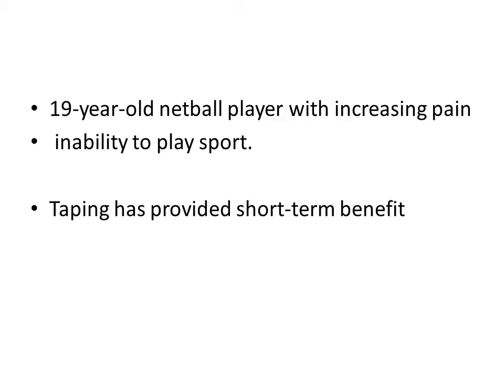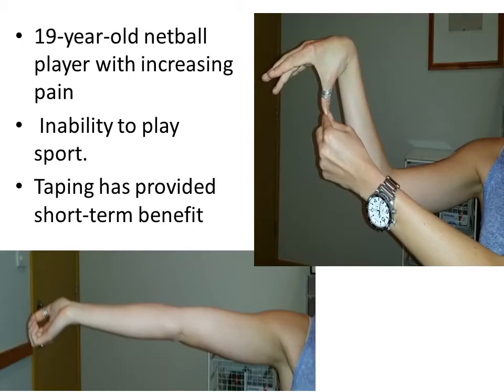An example of multidirectional instability is a 19-year-old netball player I recently saw in the rooms with increasing pain and the inability to continue playing her sport. Taping of her shoulder joint has provided good short-term benefit, but unfortunately physiotherapy has not provided long-term relief and ability to return to sport.